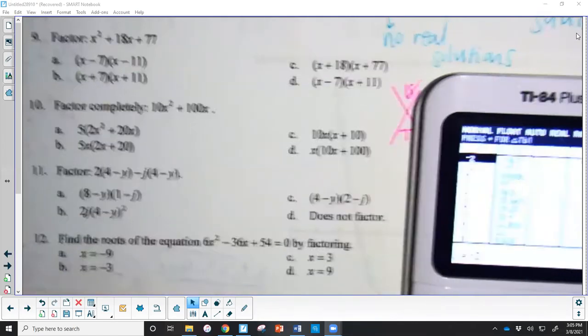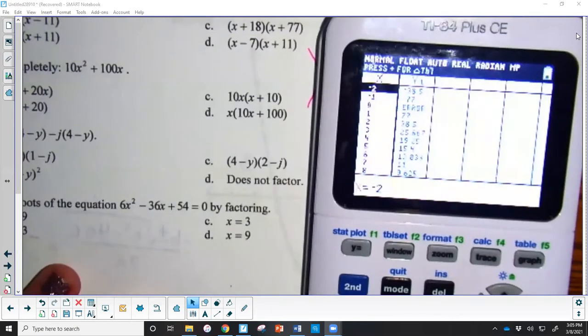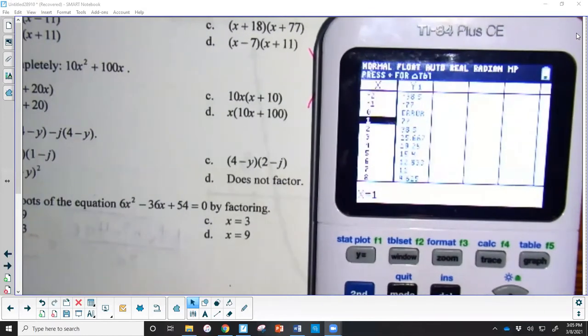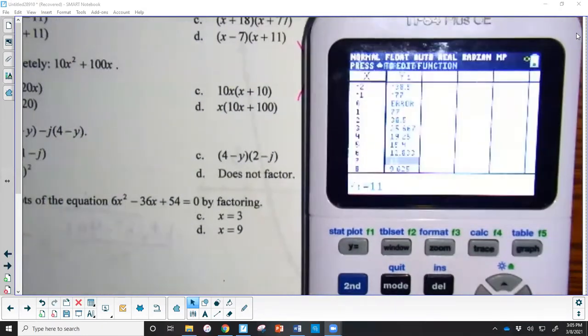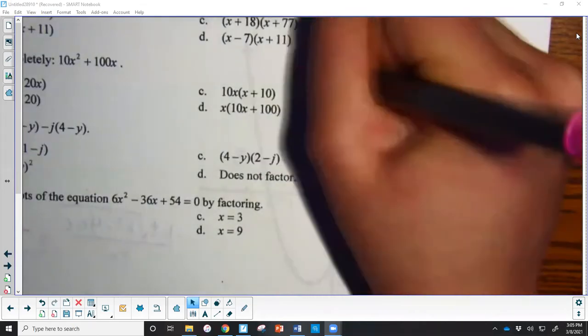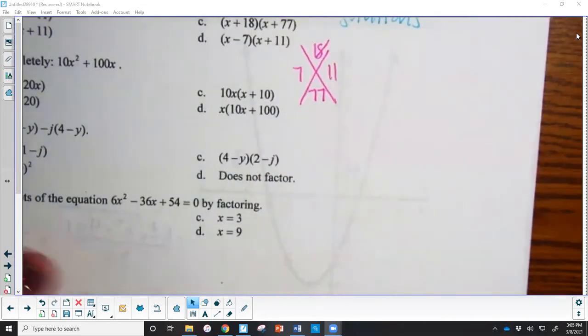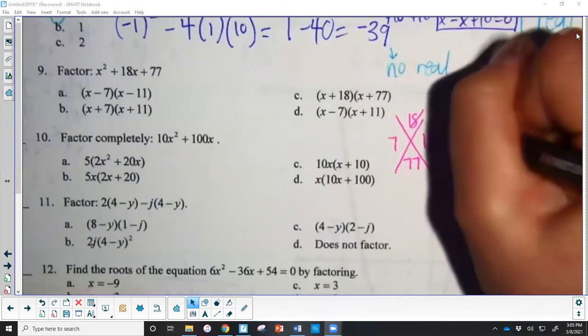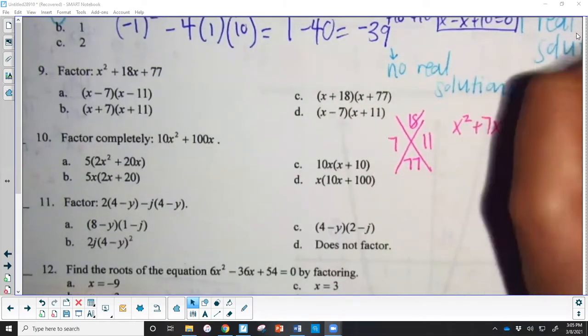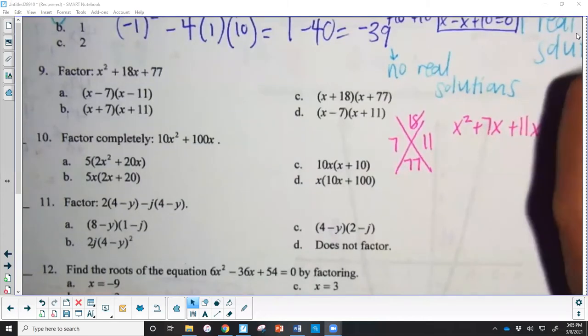All right, I'm looking to see if I can find 18 across. Ooh, it looks like I've got 7 and 11. Both of those, if I add them together, I get 18. So when I do this, x squared plus 7x plus 11x plus 77.